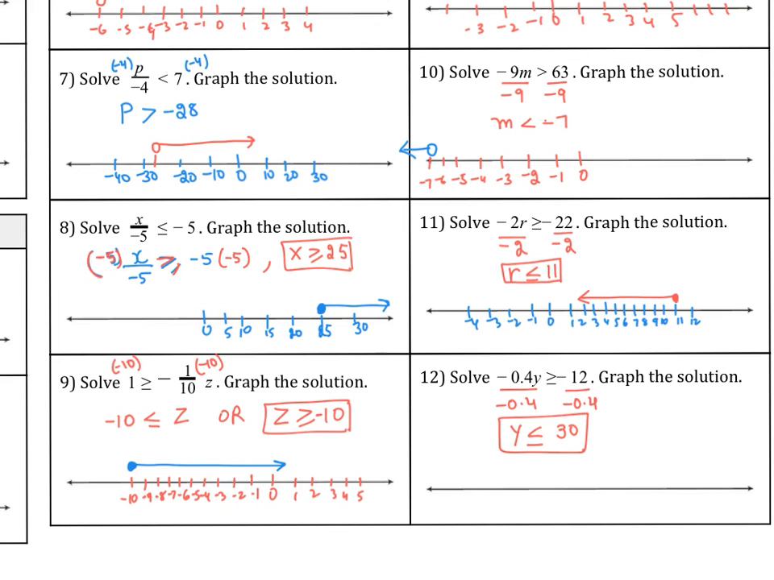For number 12, you're going to divide by negative 0.4 on both sides. When you're multiplying or dividing by a negative, you're going to switch the inequality. So it's going to be y less than or equal to 30. Now to make a number line, we're going to show at least up to 30. So I'm going to use 10, 20, 30, 40 so that I can show the number 30 on the number line. Make a closed circle on top of 30, and it's going to go in the less than direction, so in this direction.